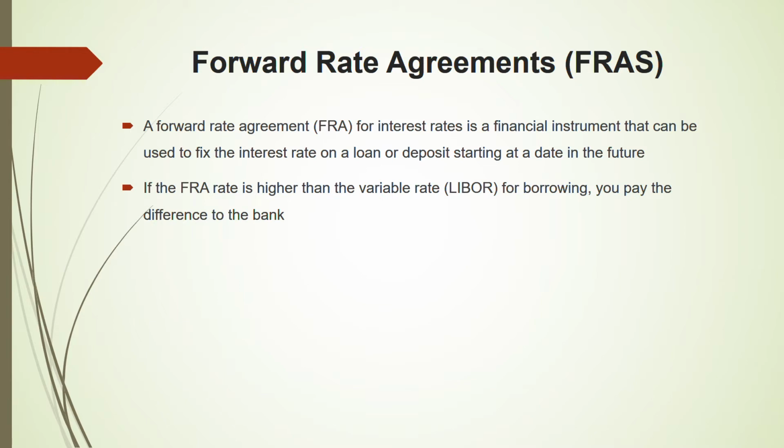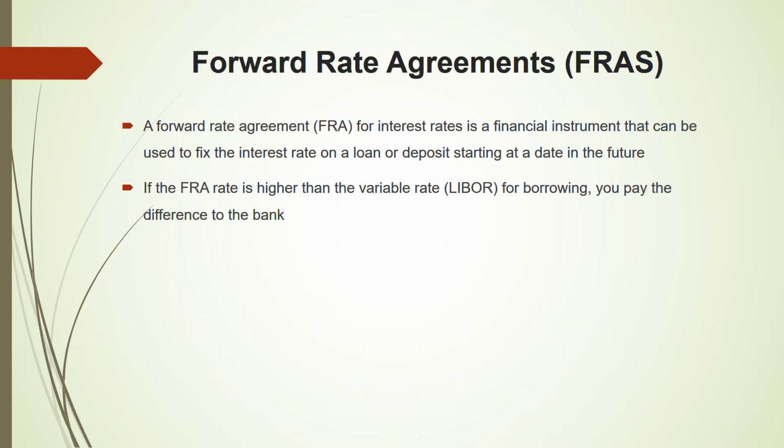First, if the FRA rate is higher than the variable rate, the variable rate is known as LIBOR. For borrowing, let's assume for borrowing. I didn't write for the receivable part, you can take the opposite of it. You can understand, right? So FRA rate is higher than the variable rate for borrowing. You pay the difference to the bank. What you need to understand is you are the one who is paying the difference to the bank.